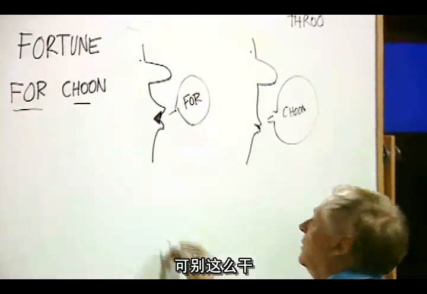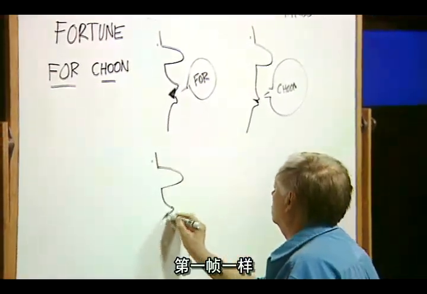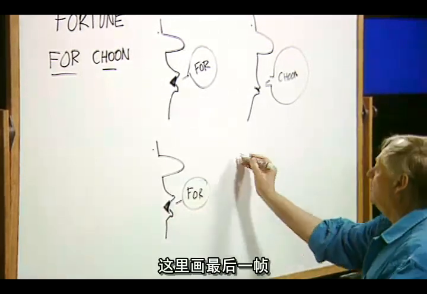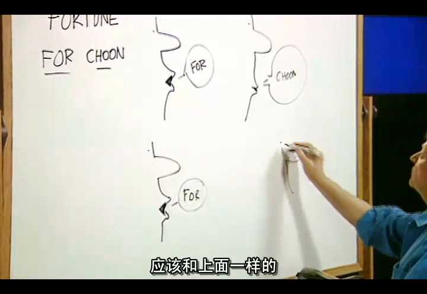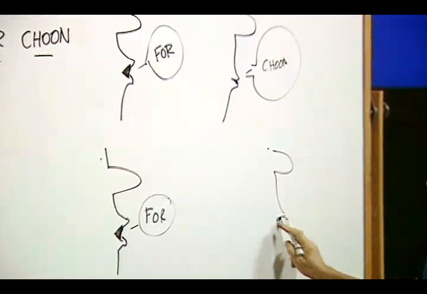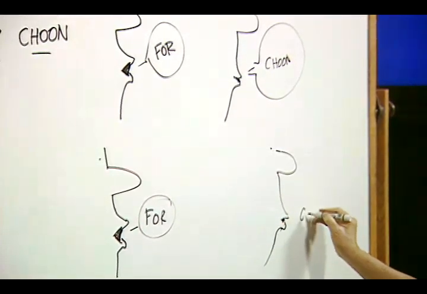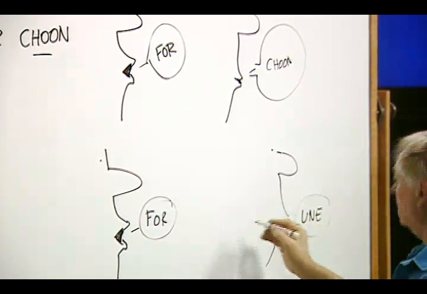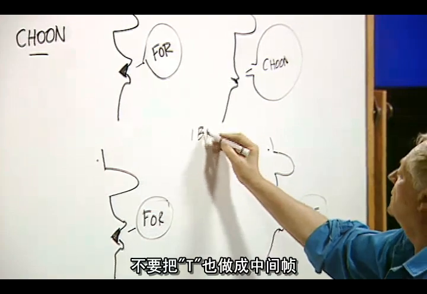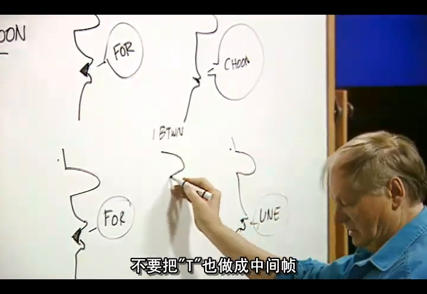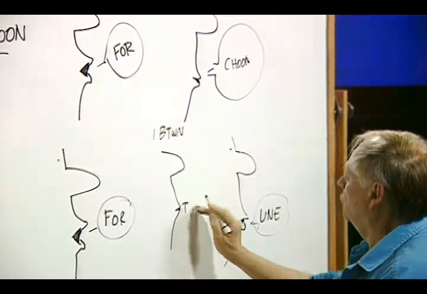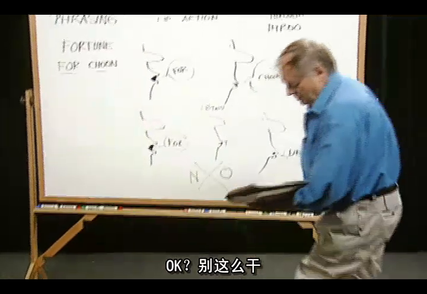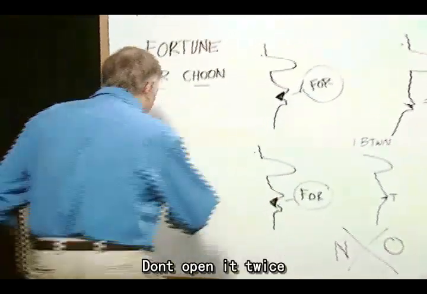We do not do this. The first drawing would be the same. For. And then let's take the end one here. That's supposed to be the same drawing again. We don't have an in-between that's hitting the T. No. Don't open it twice.